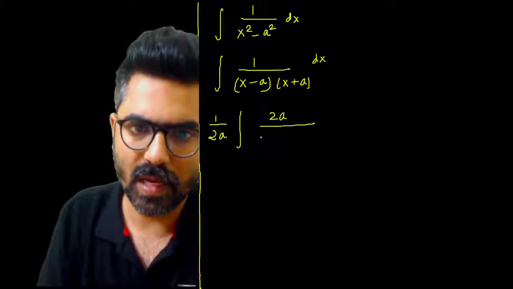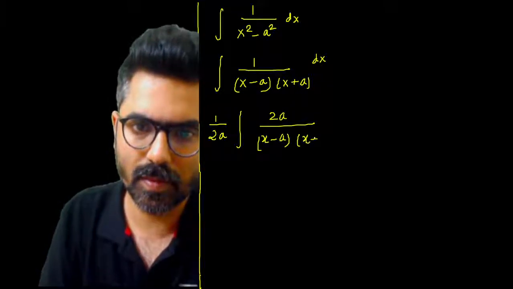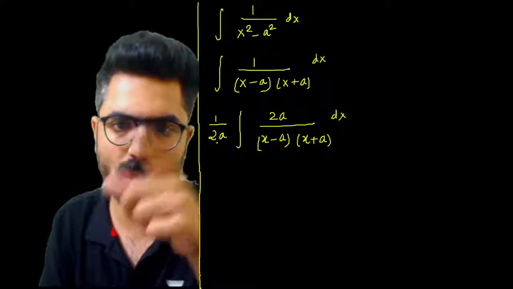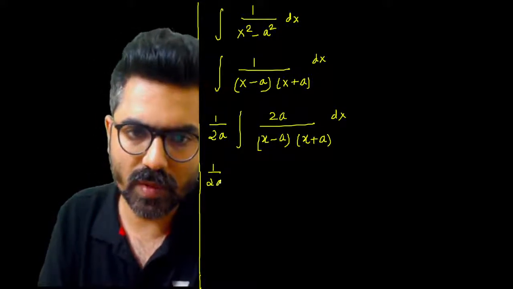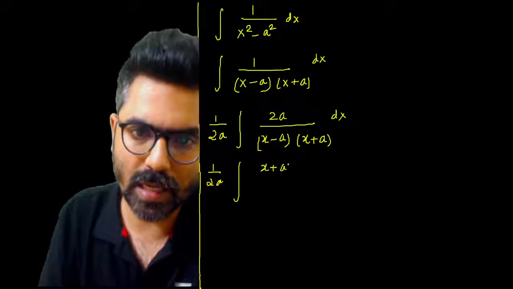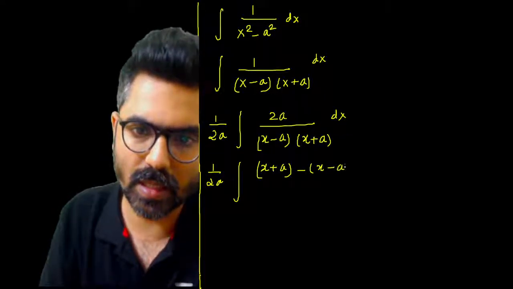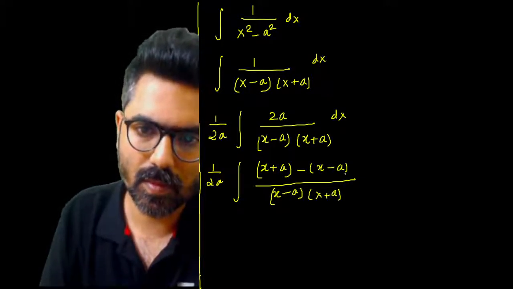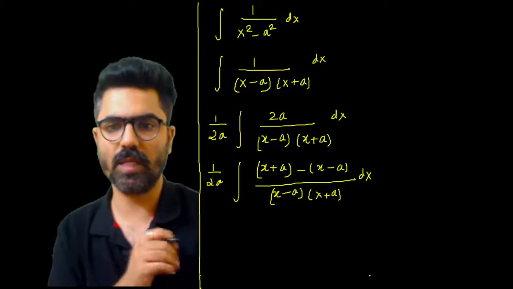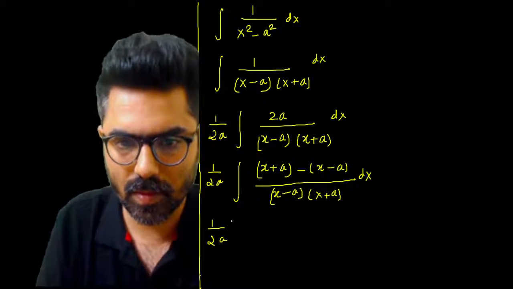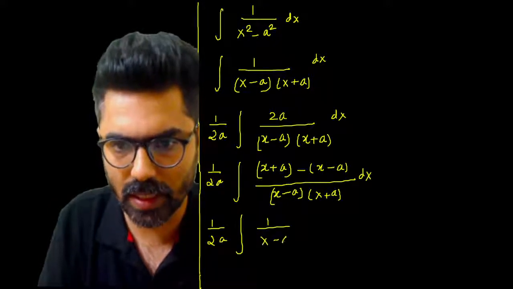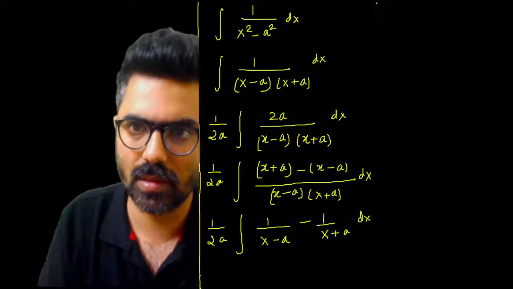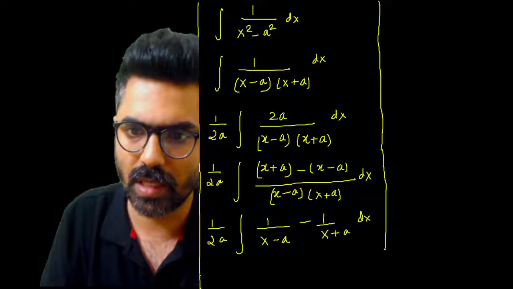I have multiplied 2a in the numerator and in the denominator. What is the step I have added? I have adjusted 2a in the denominator and 2a in the numerator. So this 1 by 2a I'll keep as it is. In the numerator I can write x plus a minus x minus a. Now if you separate the denominator, you will get 1 upon x minus a minus 1 upon x plus a dx.